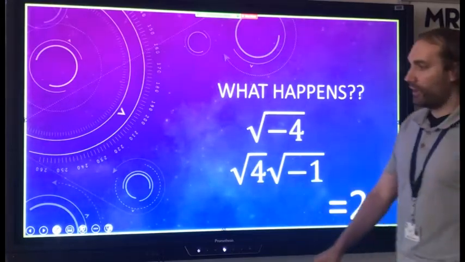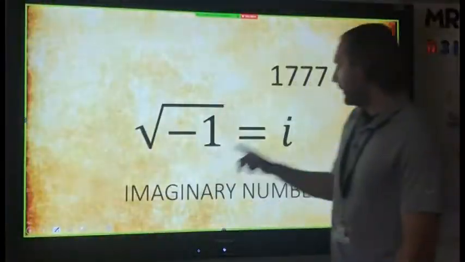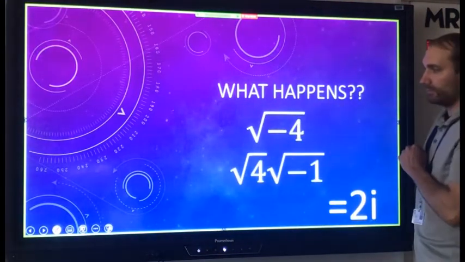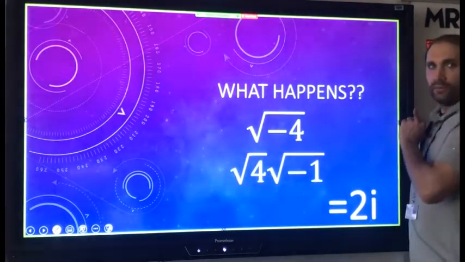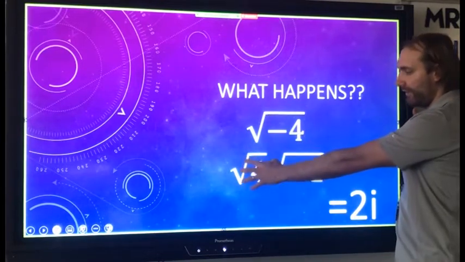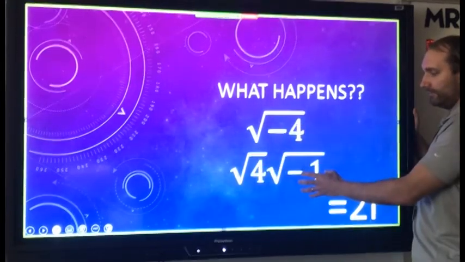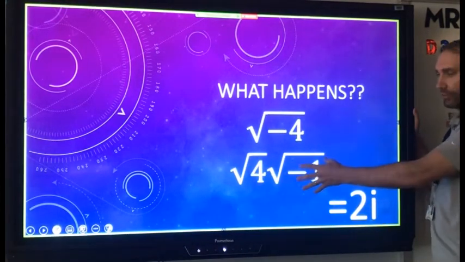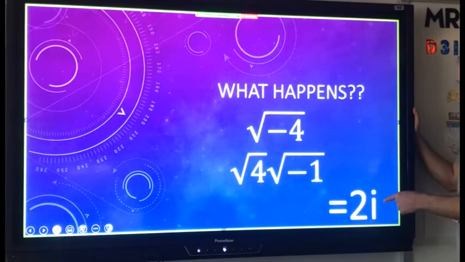So now that we can work with the square root of -1, because now we're calling that i, I want to solve what's the square root of -4. I can break down the square root of -4 as the square root of 4 and the square root of -1. The square root of 4 is 2. And I just labeled the square root of -1 as what? So it's an i.